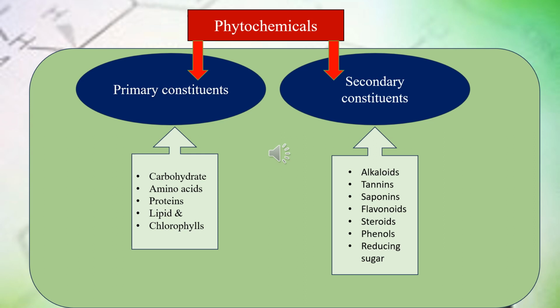One is the primary and another is the secondary constituents. The primary constituents include carbohydrates, amino acids, proteins, lipids, and chlorophylls. And secondary constituents are alkaloids, tannins, saponins, flavonoids, steroids, phenols, and reducing sugar. Phytochemical analysis has commercial value and is of great interest to pharmaceutical companies for the production of new drugs for curing various diseases.